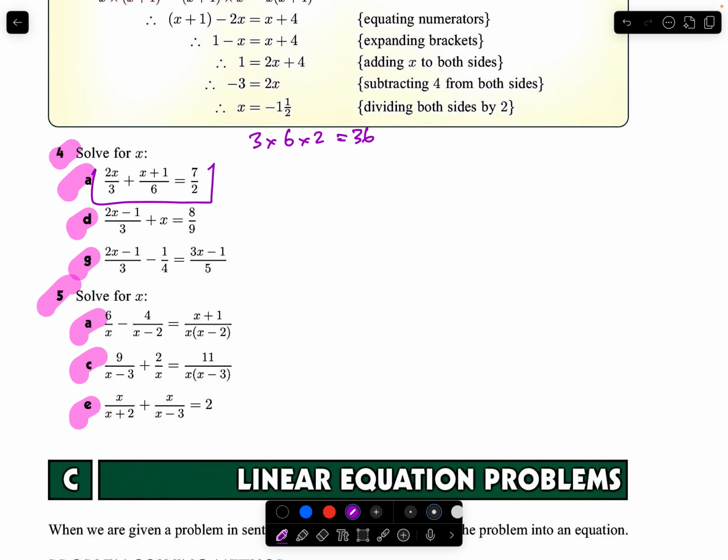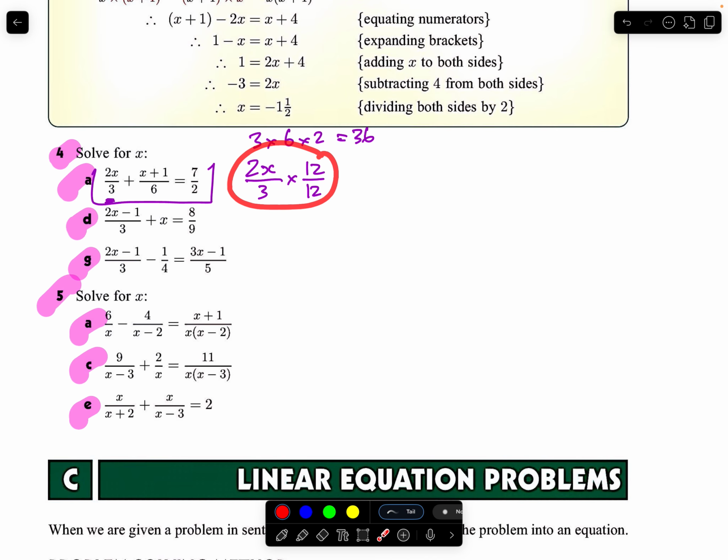So what do I need to multiply 3 by to make it 36? I need to multiply it by 12. So I'm going to go 2x over 3, and I'm going to multiply it by 12 over 12. Why is that allowed? Because 12 over 12 is just 1, and if I'm timesing anything by 1, it just stays the same. So doing this to the 2x over 3 is going to make it the right denominator that we want.